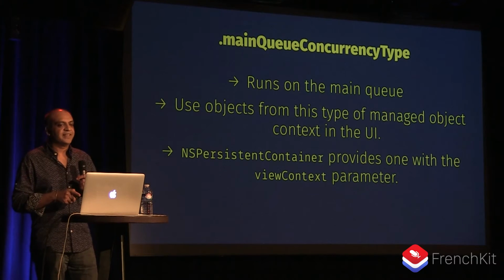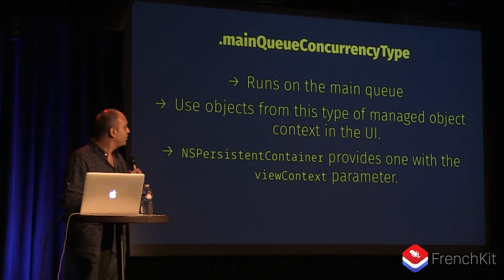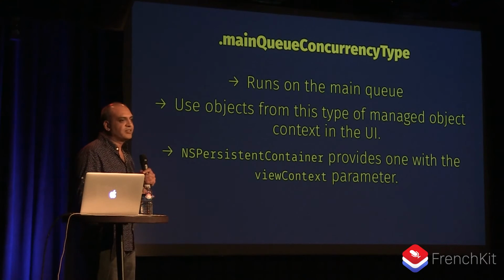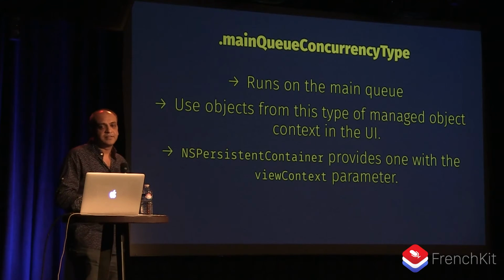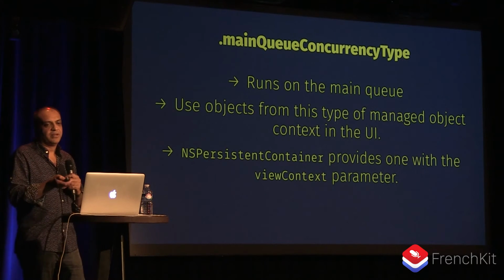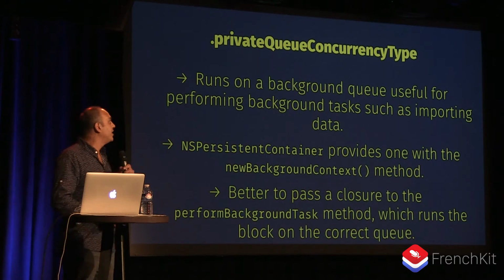And this persistent container's got a lovely little parameter called viewContext, which will just give you that context. So you don't have to worry about creating it, you just ask for the viewContext. The private queue concurrency type lives in the background, and it's useful for performing background tasks as you'd expect. And again, NSPersistentContainer provides a method called newBackgroundContext, which will create a new background context that you can work with.